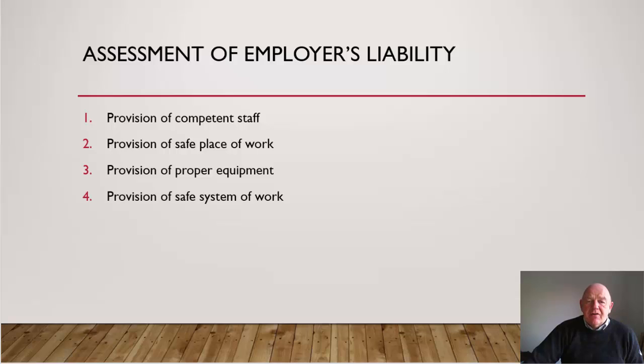The assessment of the employer's liability then will really come down to four broad principles or four broad areas. One is an obligation on the employer to provide competent staff. Two is to provide a safe place of work. Three is an obligation to provide proper tools and equipment. And four is to provide a safe system of work. These are the sort of things that a court will be looking at in order to assess an employer's liability in a claim for negligence or a personal injury claim.